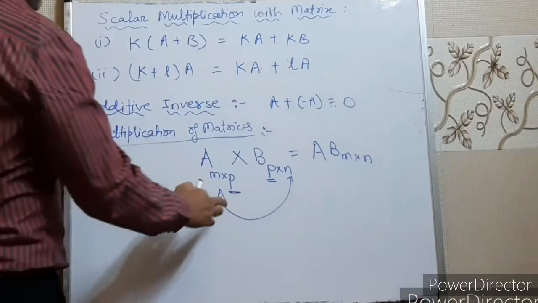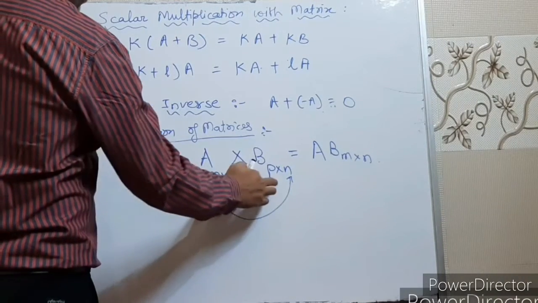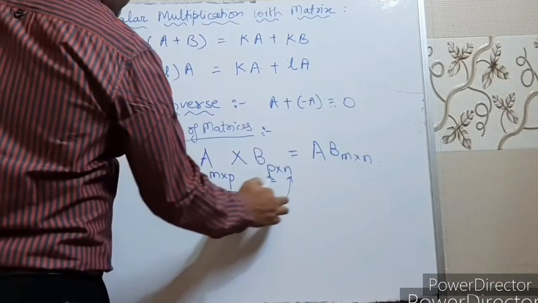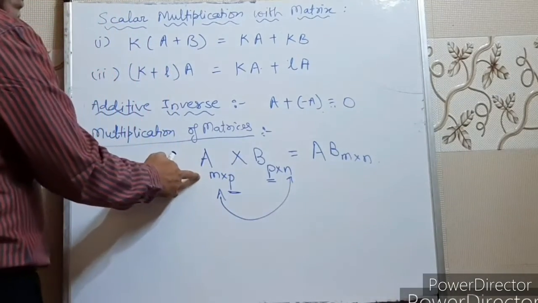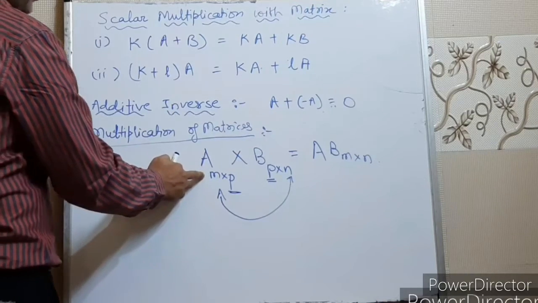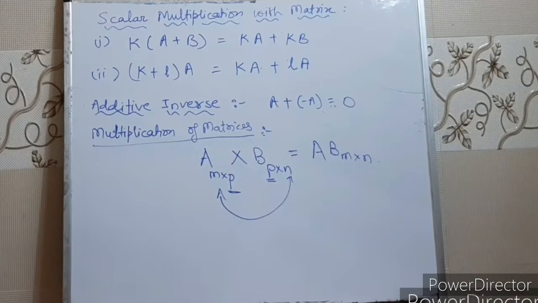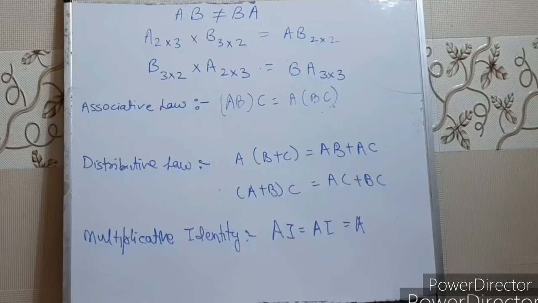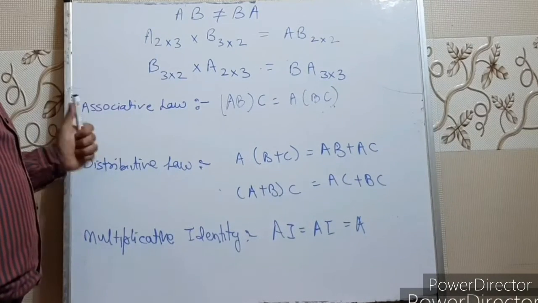Okay, children. Now you can see here the columns and rows are equal. So the order will be, yes, rows of the first matrix by columns of the second matrix. Children, note down please. Now we discuss the properties of multiplication of matrix.